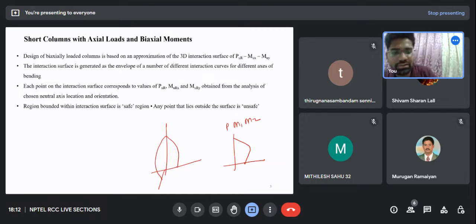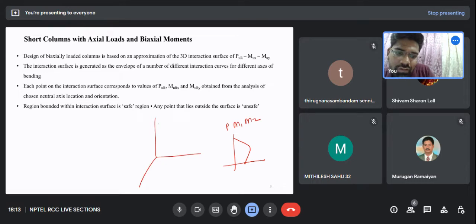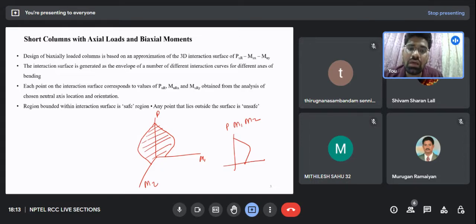That interaction surface would look something like this. Sorry for the diagram, let me draw it more properly. If this is P, this is M1, and this is M2, then my uniaxial PM1 will be this, my uniaxial PM2 will be this, and between these two, I will have a surface. So now for P, M1 and M2, I will have a PM1M2 surface. This is now a 3D interaction surface of PM1M2.